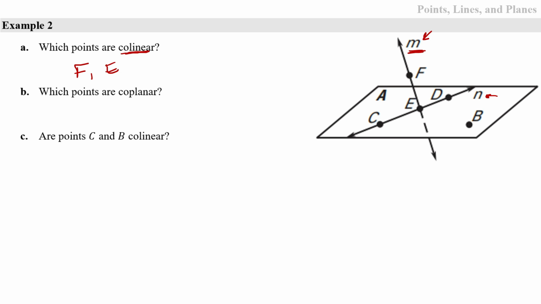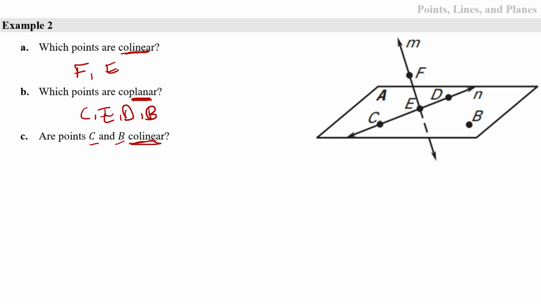For example B, it says which points are coplanar, and so it means on the same plane. Okay. Well, there's only one plane there, which is plane A. So there's actually 4 points on that plane. It's point C, point E, point D, and point B. So we can say C, E, D, and B are all coplanar. And then for example C, it says are point C and B collinear? Are point C and B on the same line? Now here's a little tricky thing.